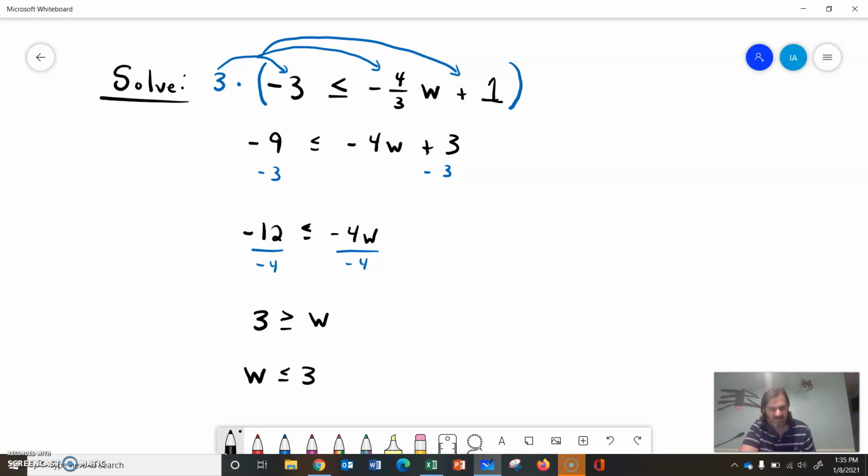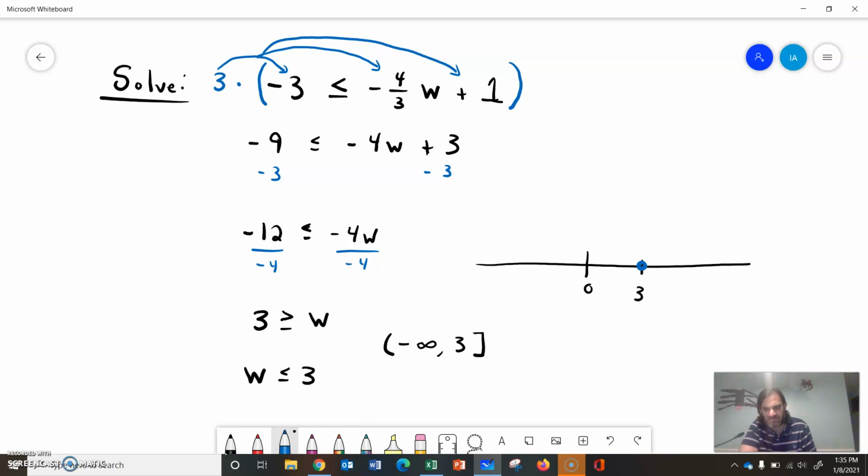Just to let you know here, we can write that in interval notation as -infinity going all the way to the left, up to 3 with a bracket on the 3. And if we wanted it on a number line, which sometimes is easier to help you write that interval notation, we'll plug the 0 and 3 there as a point of reference. We'll have a closed circle at 3 or a big bracket, and it will point to the left.